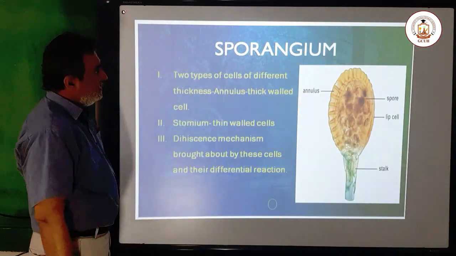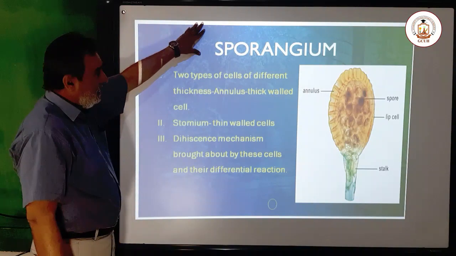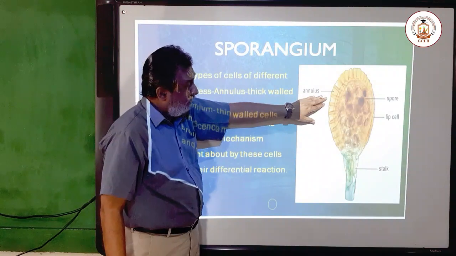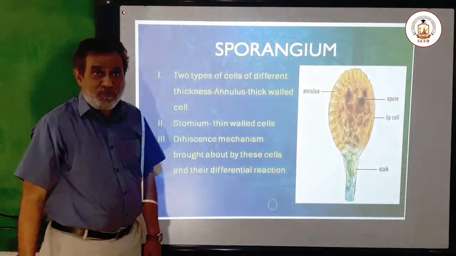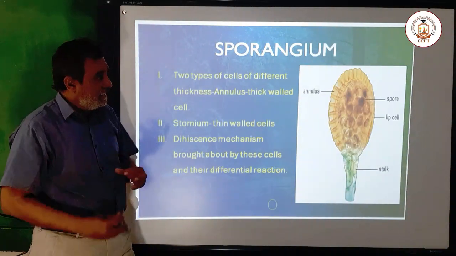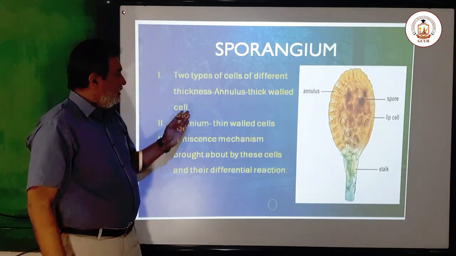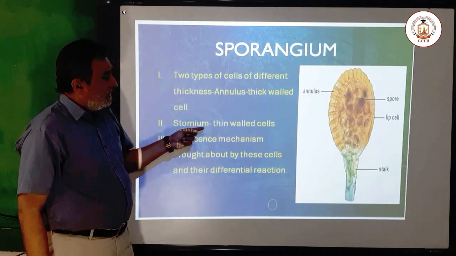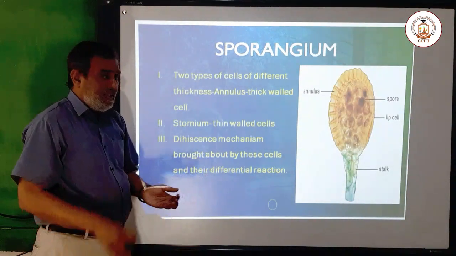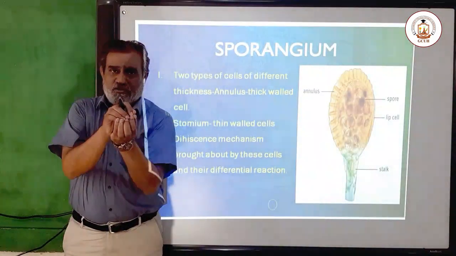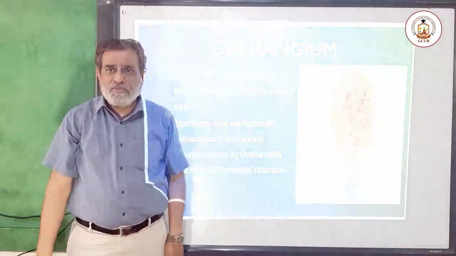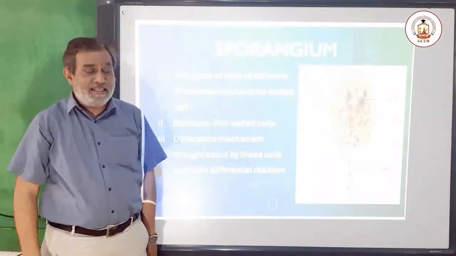Now, this is one of the sporangia. You can see two types of tissue. One is called the annulus, which is thick-walled. The other is called the stomium, which is thin-walled. The thick-walled annulus surrounds the sporangium, and the stomium consists of thin-walled cells. The dehiscence mechanism is brought about by this. What happens? These thin cells rupture and it opens like that. With the pressure, all these spores are dispersed in the air.